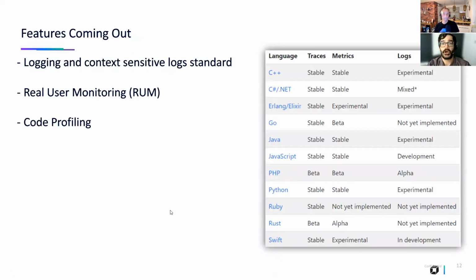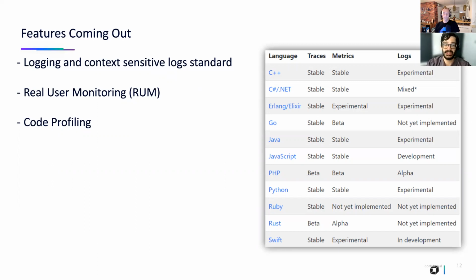So what features are coming out? On the right here, you saw before that list of languages and kind of where things were at. Well, here you go even more. The big three: traces, metrics, and logs. Logs just got solidified this last year, and so everyone's kind of building it into their main system. And you'll see here that a lot of them are quite developed. You'll see Java there. Traces and metrics are stable, logs is experimental.